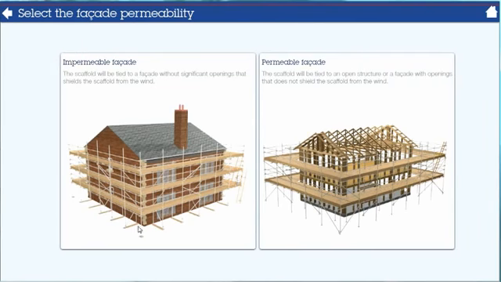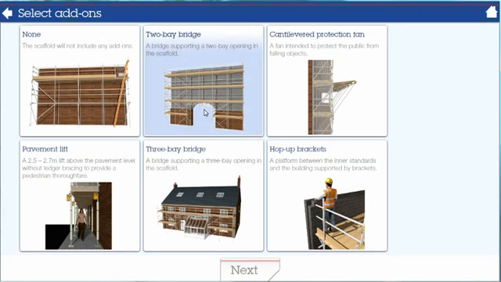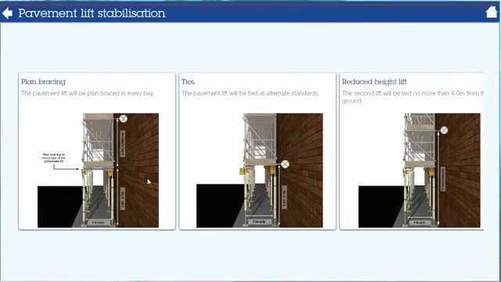Now we have to consider the facade itself. Is it a solid impermeable facade or a permeable facade that the wind can flow through? We'll choose a solid facade option. Now we look at the add-on options available to us. For this exercise we'll choose a 2-bay bridge and a pedestrian lift and click Next.